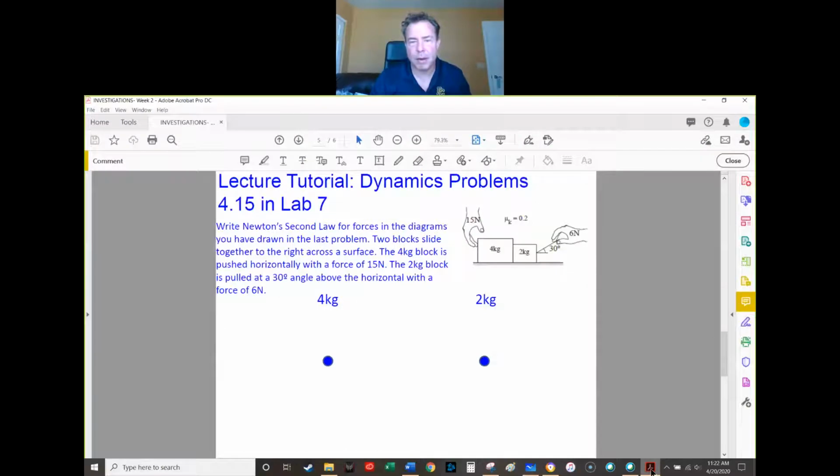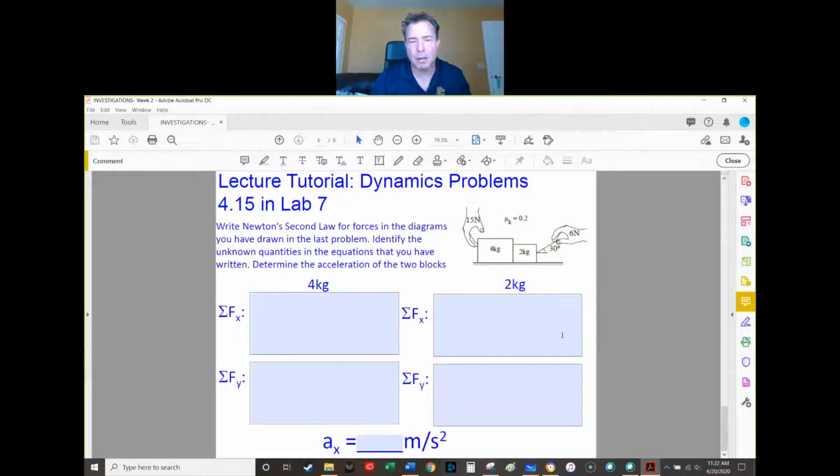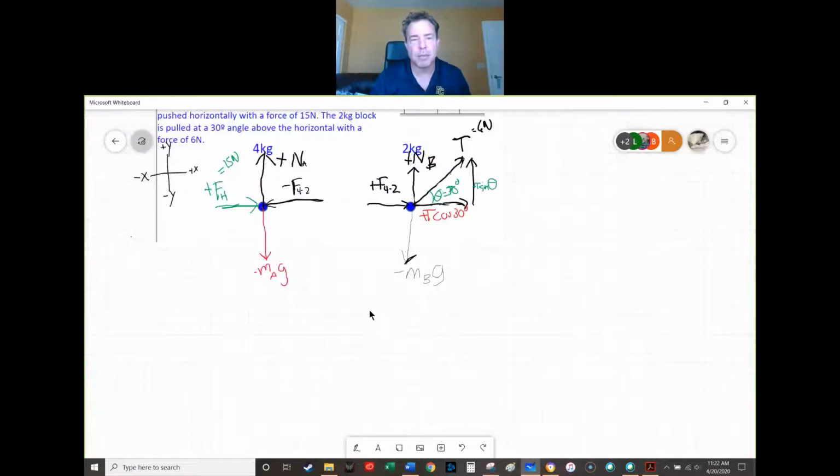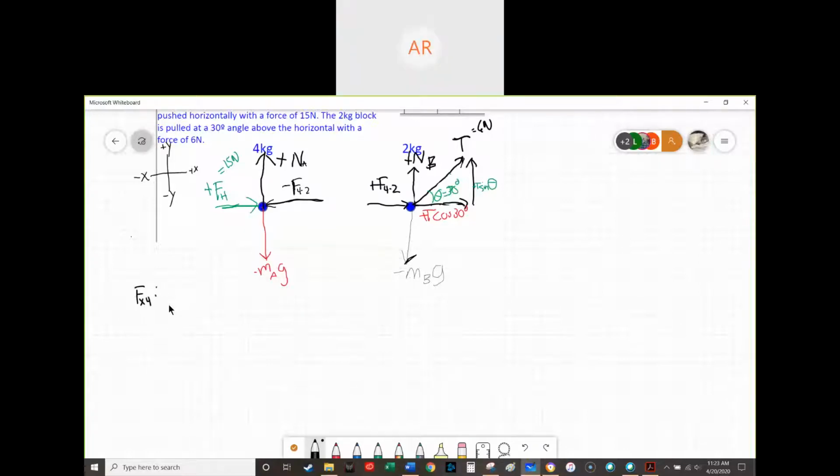And I think the problem is asking us to sum the forces on both of them. All right. Let's, over on this side, we're going to sum the forces on the 4 kilogram block in the x direction. Is there no friction?